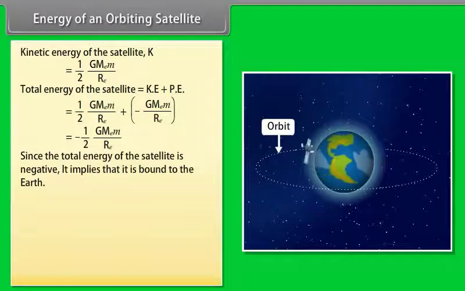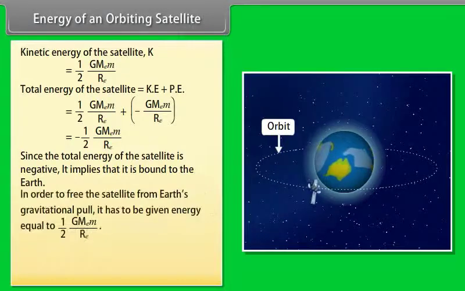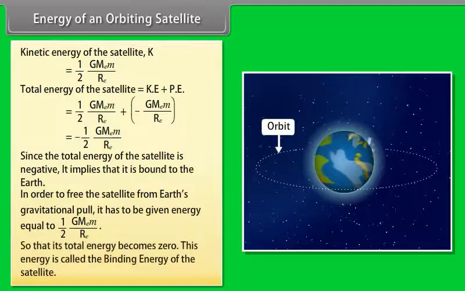Since the total energy of the satellite is negative, it implies that it is bound to the Earth. In order to free the satellite from Earth's gravitational pull, it has to be given energy equal to 1/2 GM_E m / R_E, so that its total energy becomes 0. This energy is called the binding energy of the satellite.